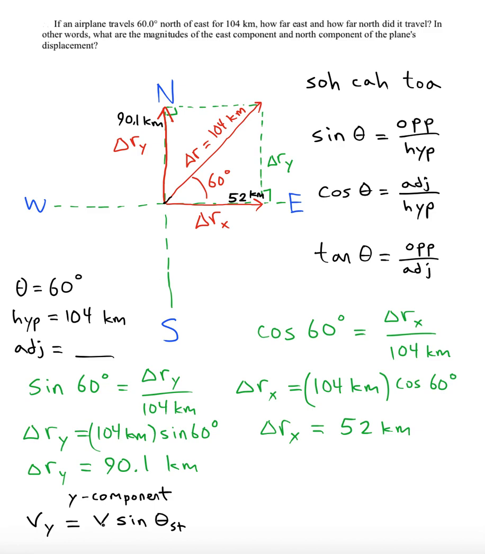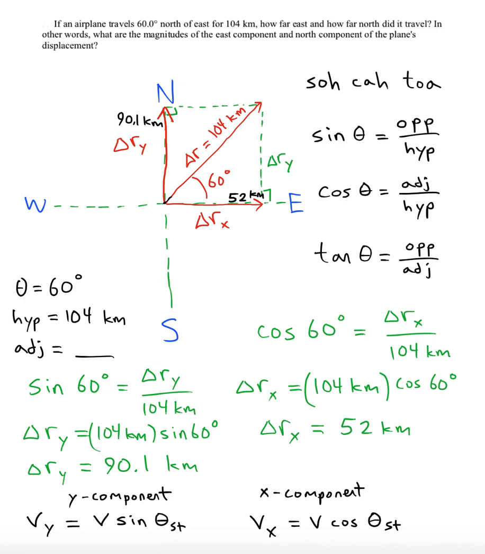V stands for the magnitude of the vector, so it's the length of it. And theta standard refers to the angle of the vector in standard position. Those are the only two things you need to know in order to find the vertical component of that vector. And then there's a formula for the x component as well. Vx equals V cosine theta standard.